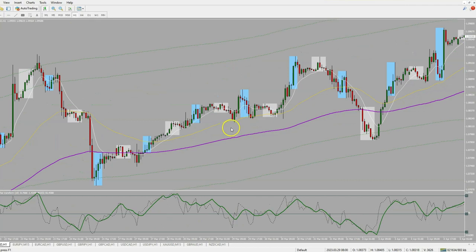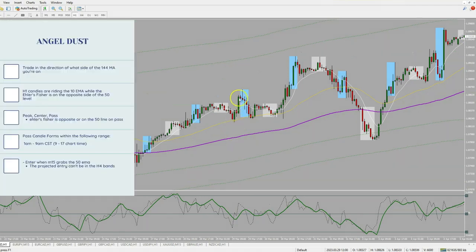All right, here we are on the Euro USD. We've got price hovering along, or coasting along the 10 EMA. At the same time, the Ehlers Fisher is under the 50 level. It's in and out, but the main thing is that we want it under the 50 level when the pass candle happens. But we've got our peak, comes down up into a center point. Let's draw a line there on the center point, the top of the candle body.